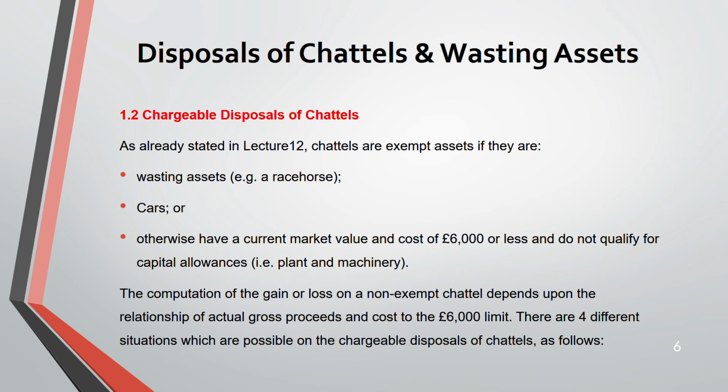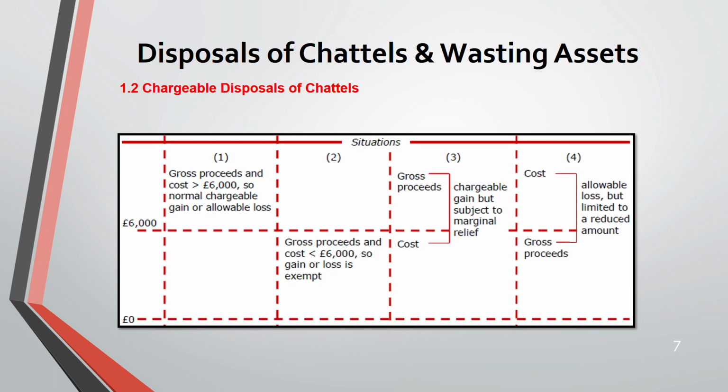So the computation of gain or loss on a non-exempt chattel depends upon the relationship of your proceeds and the cost to the 6,000 limit. There are four situations which are possible for the chargeable disposals of chattels as follows. Now we'll see this. So look at this diagram. There are four situations.